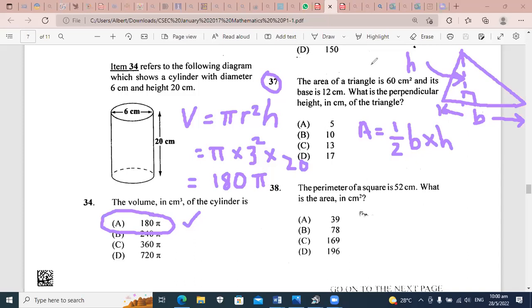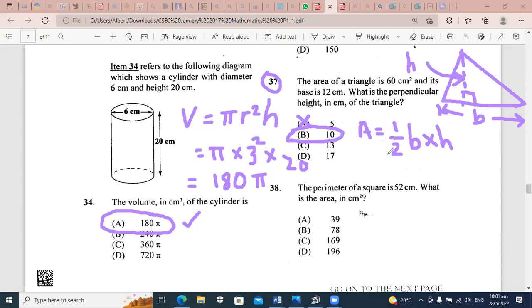All right, any ideas? What are you going to do with the 12? Half. All right, look, what is the area of it? What is the area? 10, sir. 10. Beautiful. Very good.